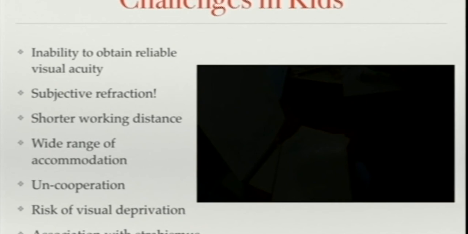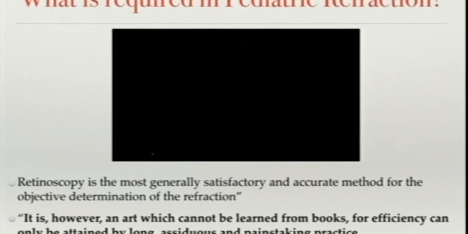In very young children, we do the cake decoration method. And even less than that, we can do Teller acuity. And now you saw the Cardiff acuity. At 3 to 5 years, we have the SG charts and the HOTV charts, matching principle, and then the Snellen's. Mostly, you cannot expect them to cooperate, so you need to find a way to go around that. And there is a risk of visual deprivation and amblyopia, and there is association with strabismus.